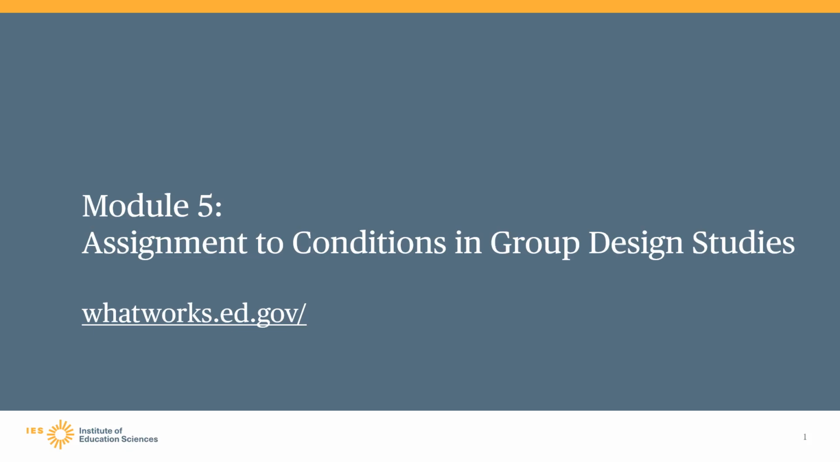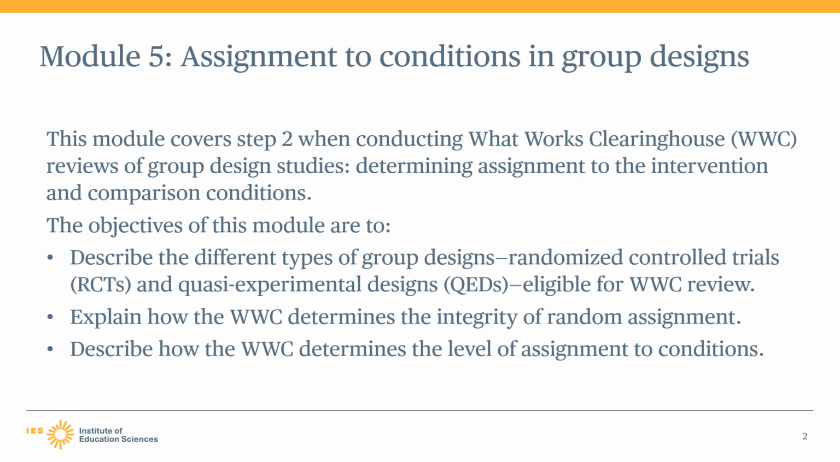Welcome to Module 5 of the What Works Clearinghouse, WWC, Group Design Standards Training. You can access all of the resources mentioned in this module through the WWC's website, whatworks.ed.gov. This module focuses on the second step in the process of reviewing findings from group design studies, namely, determining how units were assigned to the intervention and comparison conditions.